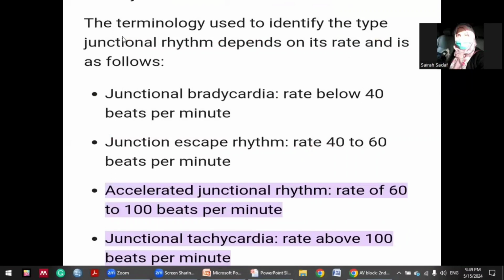Now, there are different types of junctional rhythms depending upon the rate, as follows. Junctional bradycardia: the rate will be below 40 beats per minute. Junctional escape rhythm has the same findings, but the rate will be 40 to 60. Accelerated junctional rhythm: the rate will be 60 to 100. And junctional tachycardia is when the rate is above 100. Okay.